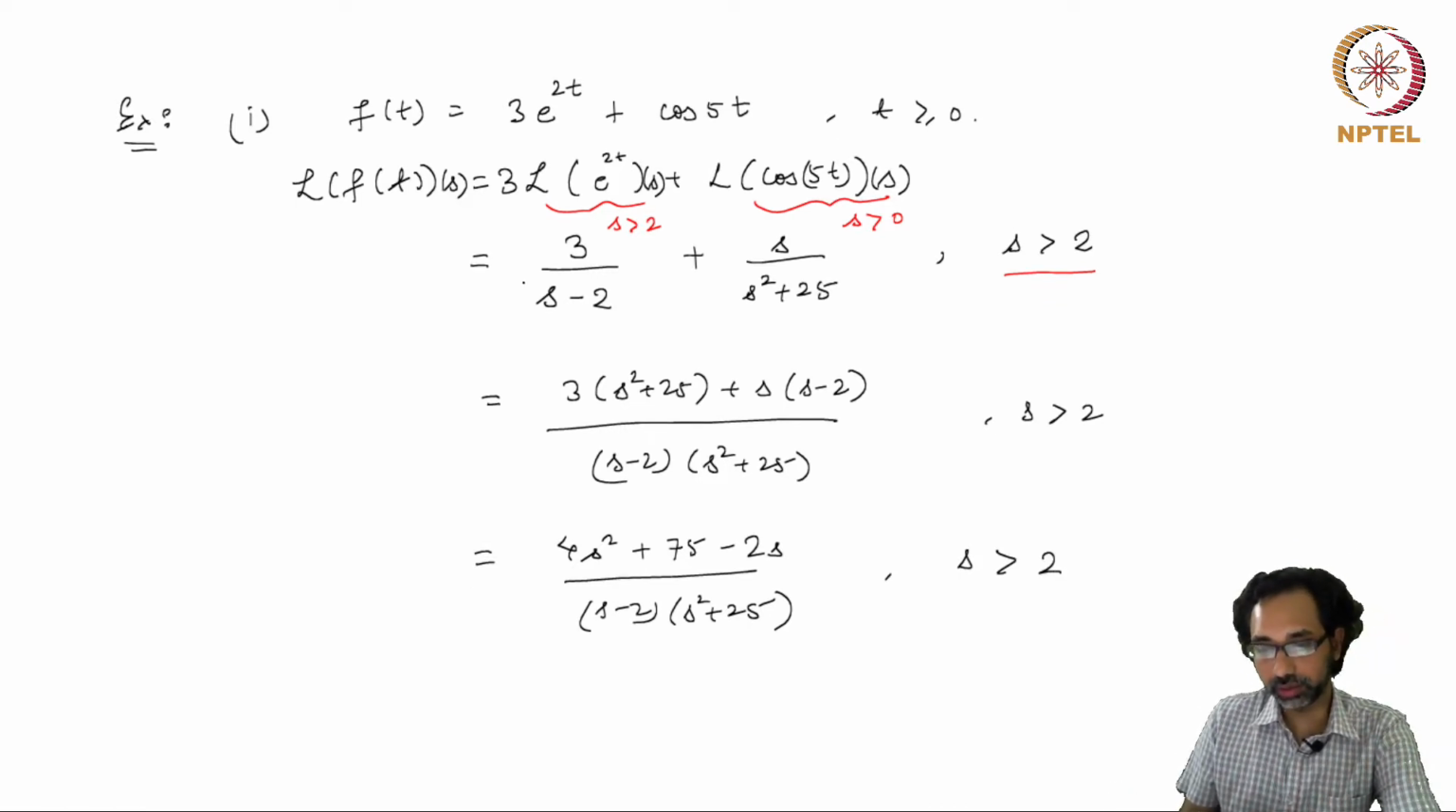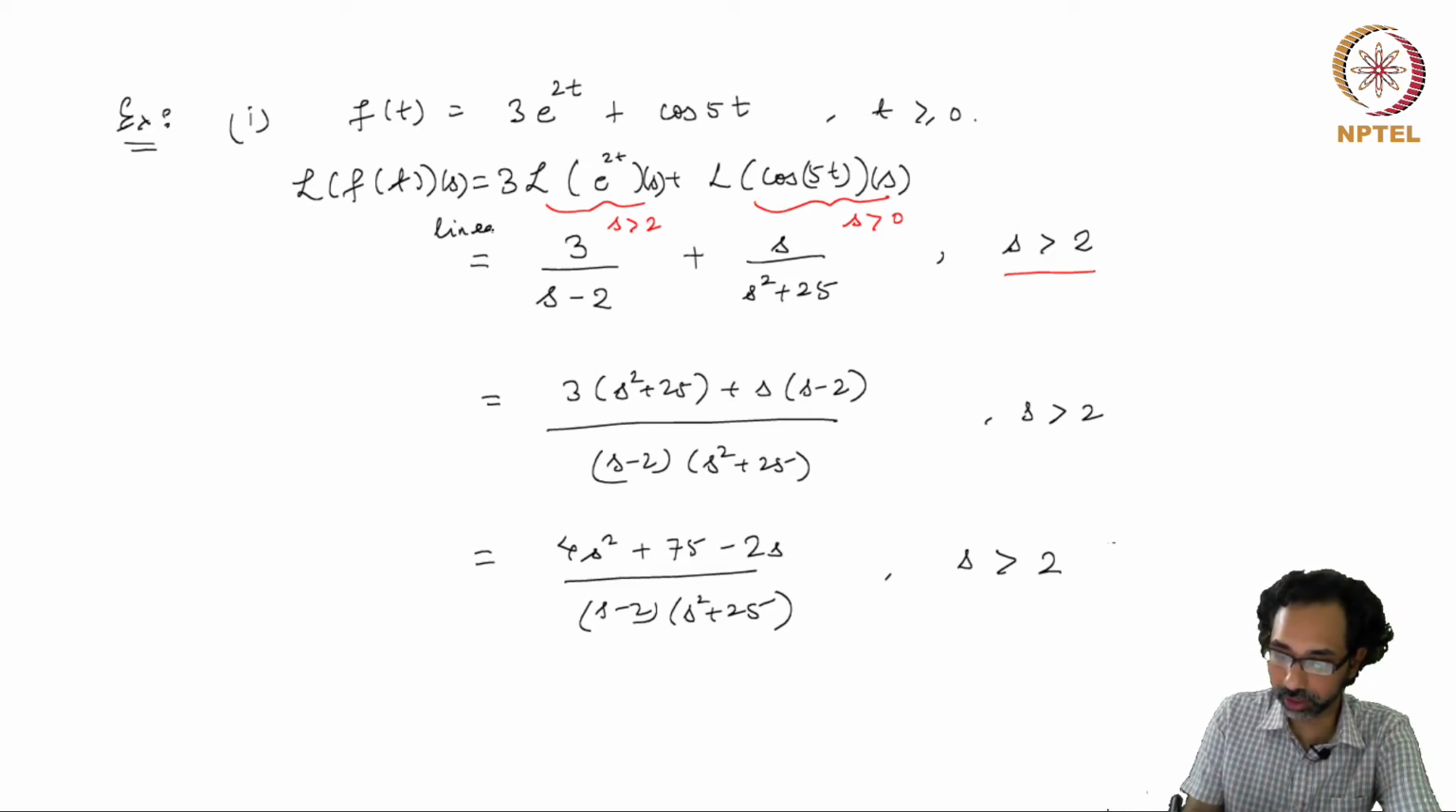So we have seen that in this case, in the first line we have used linearity, as well as for the second term we have used change of scale, and for the first one also change of scale.